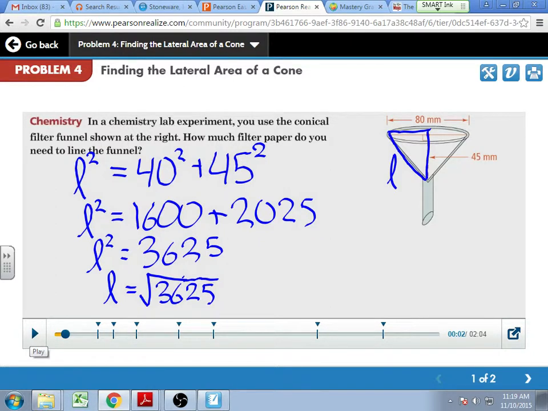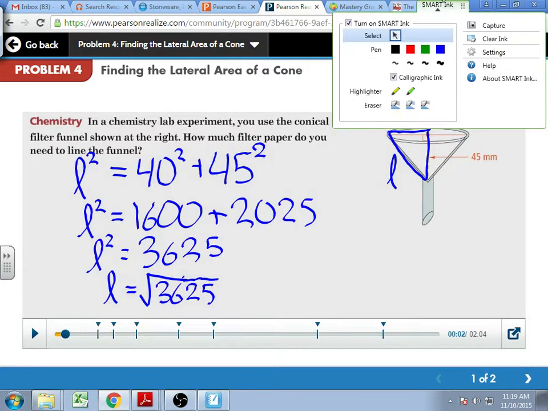Questions? Find the lateral area. Sasha? For when other questions say round to the nearest number, is that just only at the end? Yeah, at the very end. Yeah, don't round working numbers.